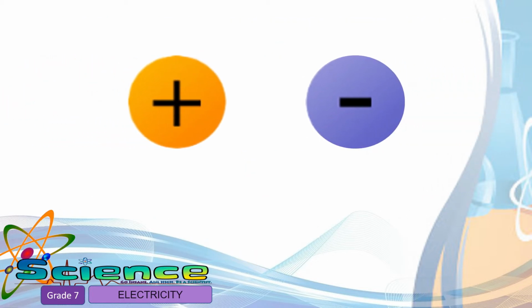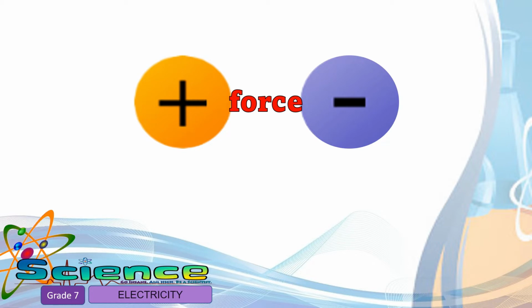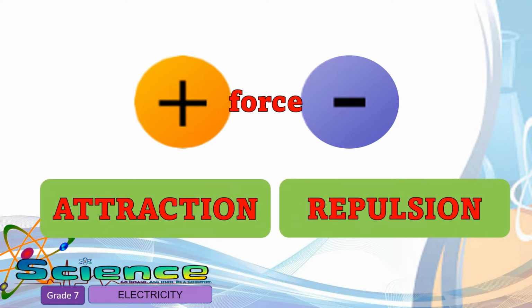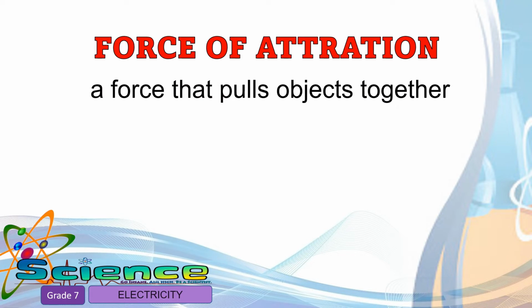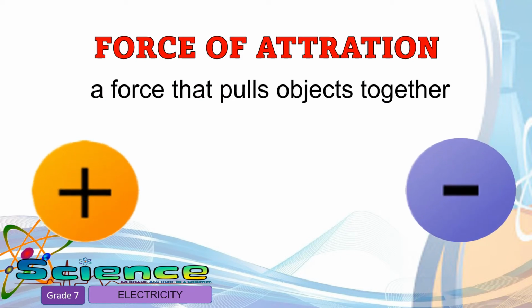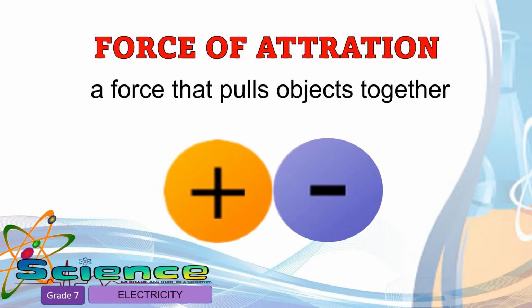When charged particles come near each other, there is a force that exists between them. This force can be the force of attraction or the force of repulsion. Force of attraction is a force that pulls objects together. This happens between two unlike charges. So a negatively charged object is attracted to a positively charged object.